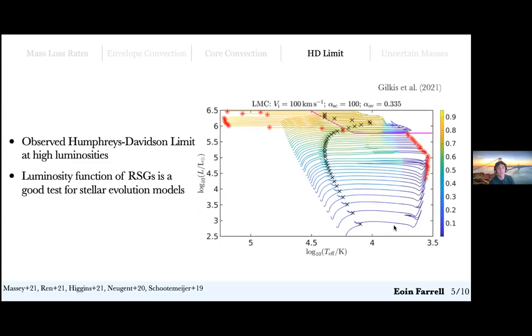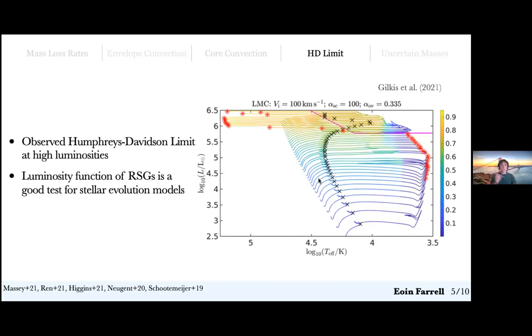So fourthly, the Humphreys-Davidson limit is an observed upper luminosity limit to stars in the Hertzsprung-Russell diagram. It's indicated by the pink line here in this plot. And these other tracks show stellar evolution models at different masses for a given assumption about rotation, convection, and semi-convection. Reproducing this Humphreys-Davidson limit at different metallicities using stellar evolution models has been a topic of recent research and may be quite useful for constraining the properties of stellar interiors.